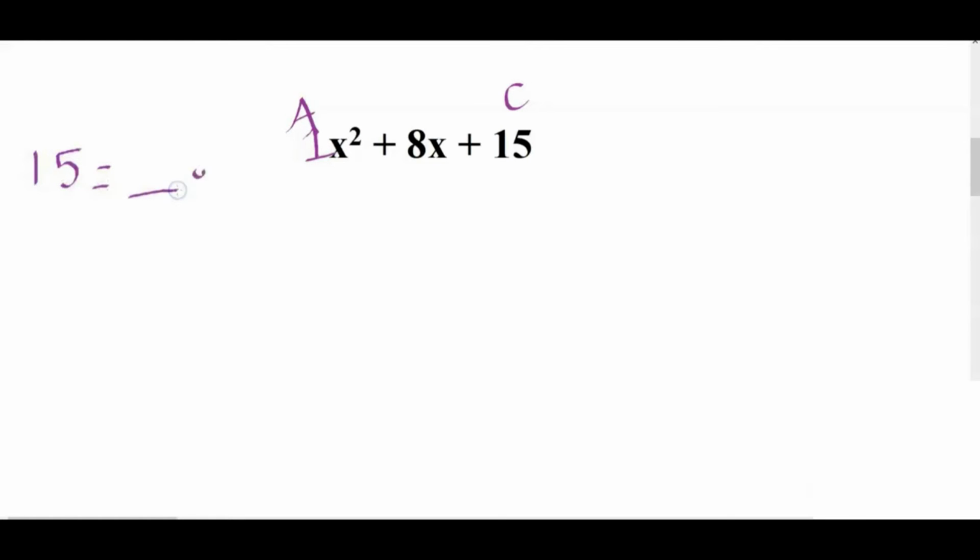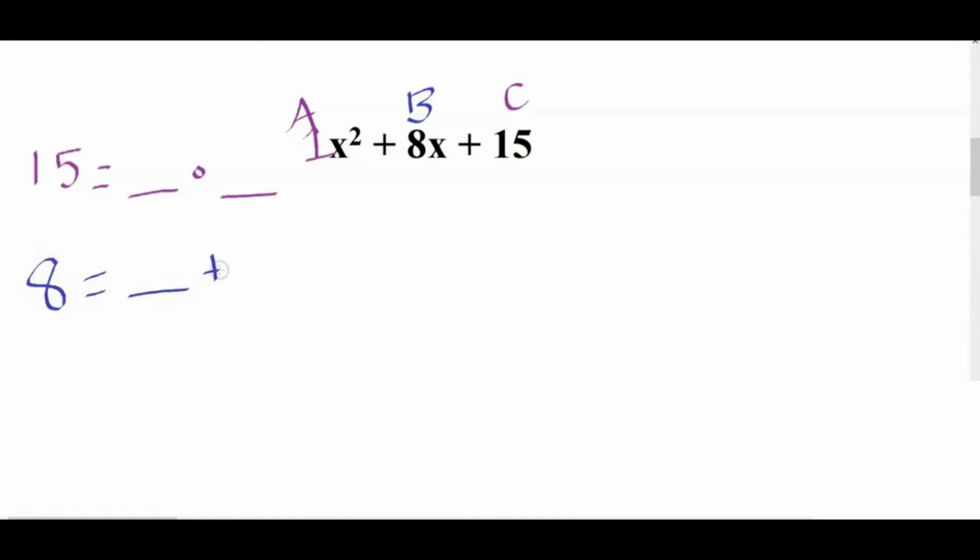And that's my starting point. I'm looking for factors of 15, numbers that multiply to 15. But remember, it's not just any factors. They have to add to give me this middle number. They have to add to give me 8. Okay, so that's the specific factors that I'm looking for.